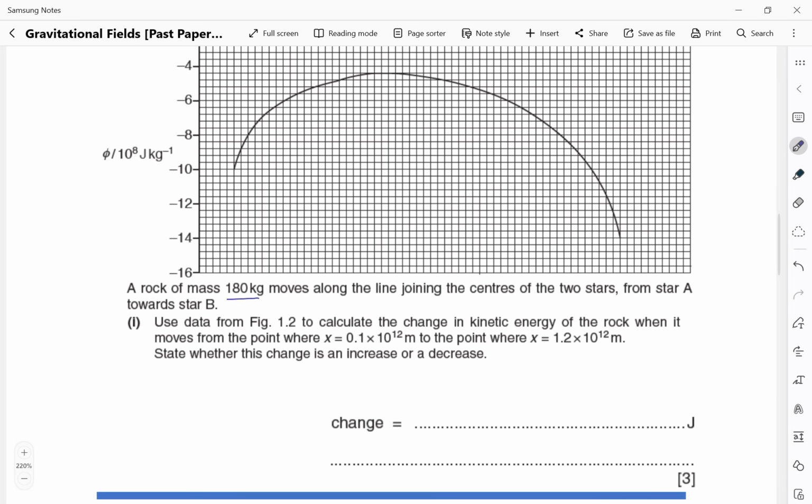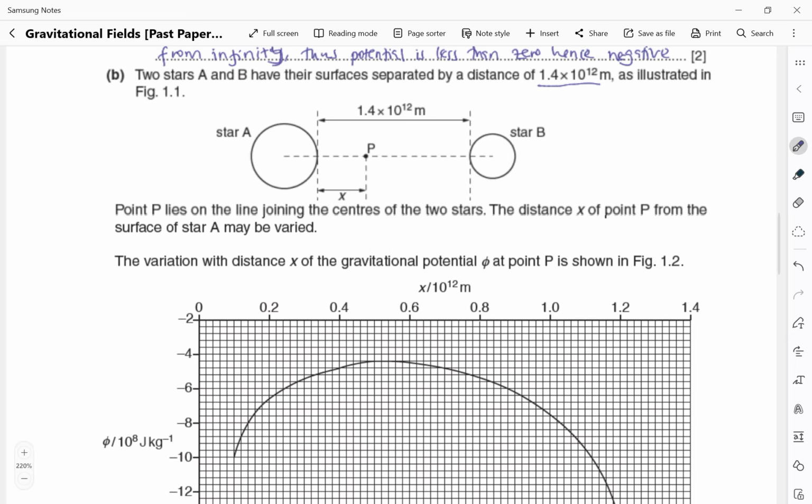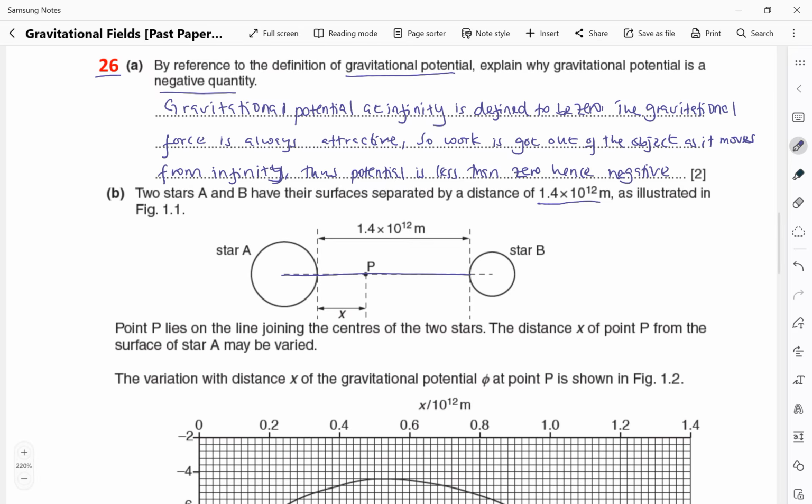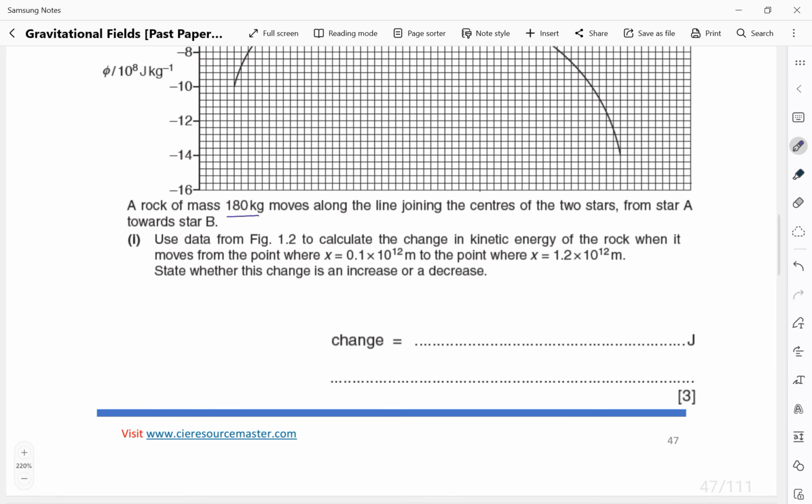A rocket of mass 180 kilograms moves along the line joining the centers of the two stars from star A towards star B. So the rocket is moving along this line and it is moving from star A towards star B. Use data from the figure to calculate the change in kinetic energy of the rocket when it moves from the point where x is 0.1 × 10^12 m to the point where x is 1.2 × 10^12 m. State whether this change is an increase or a decrease.